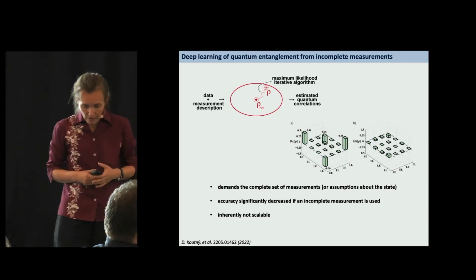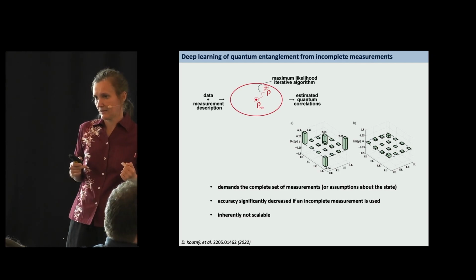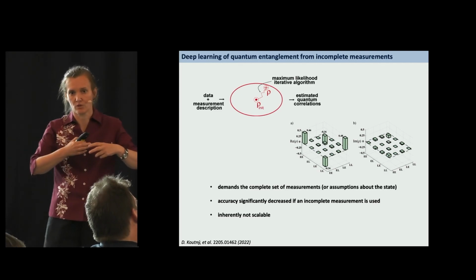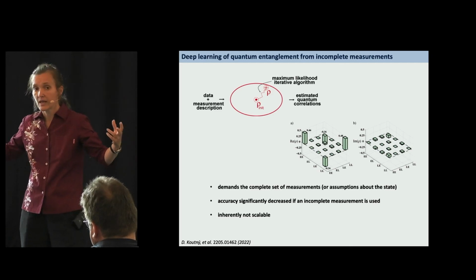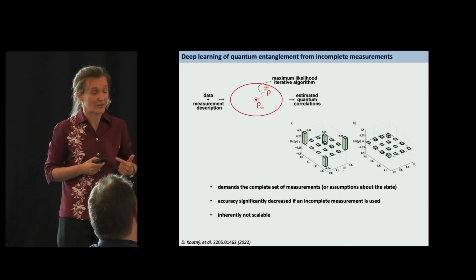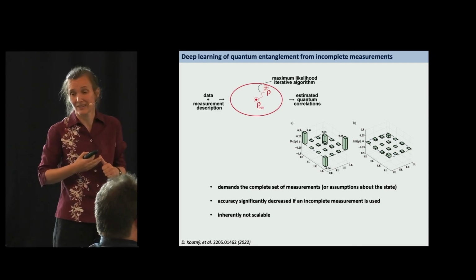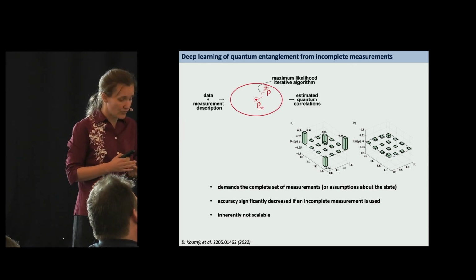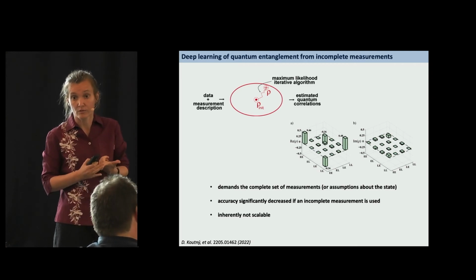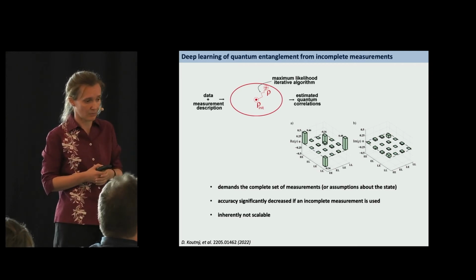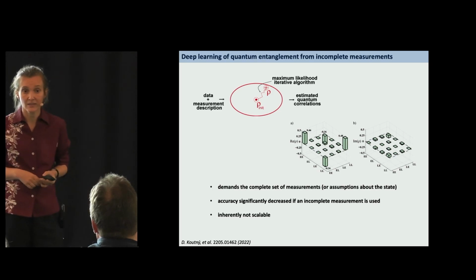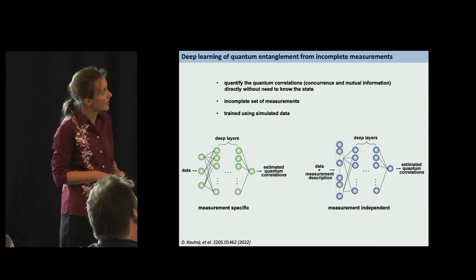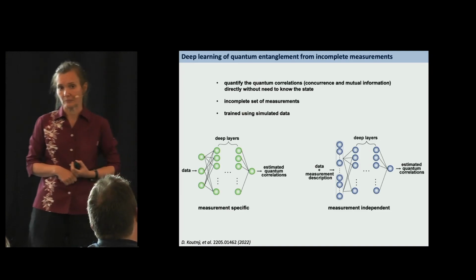And so if you want to measure less projections, and let us say if you have a larger number of qubits, the number of projective measurements will of course explode. If you want to use less measurements, first of all, you can't unless you make assumptions about the state. And if you use less measurements, your accuracy with which you can estimate entanglement will be significantly reduced, and it's not scalable. So our approach to this is deep neural networks.